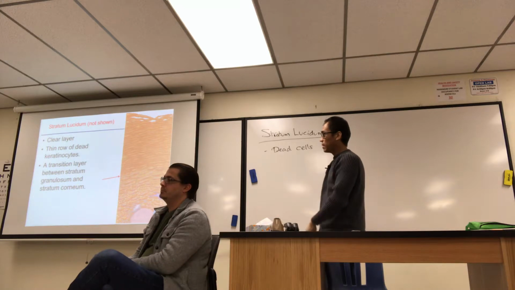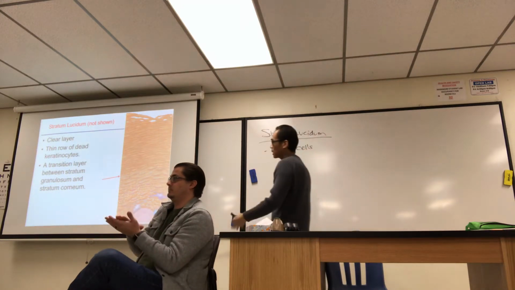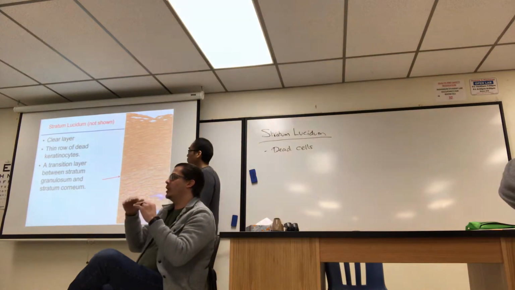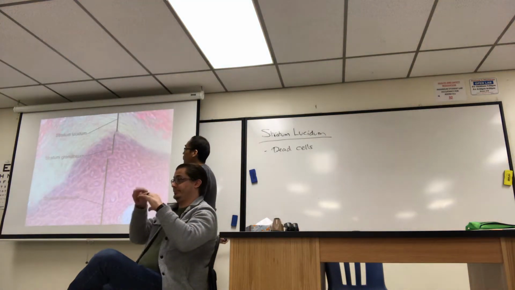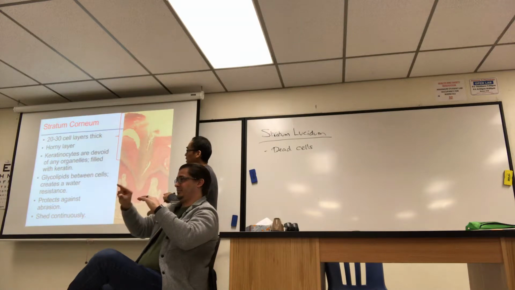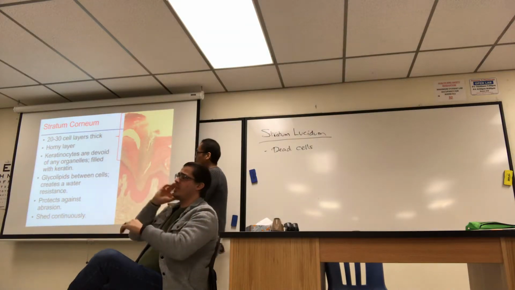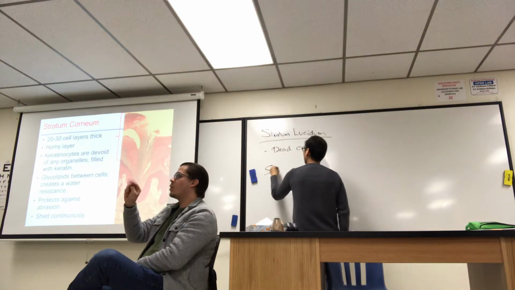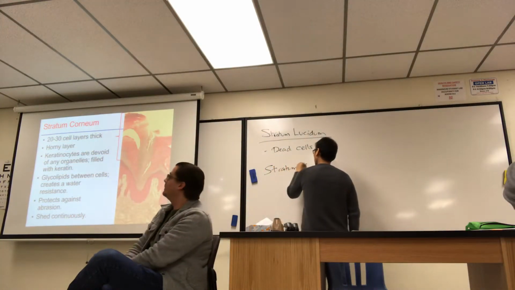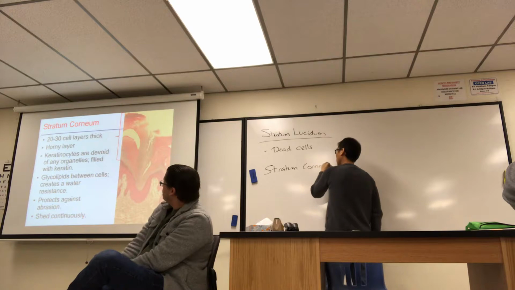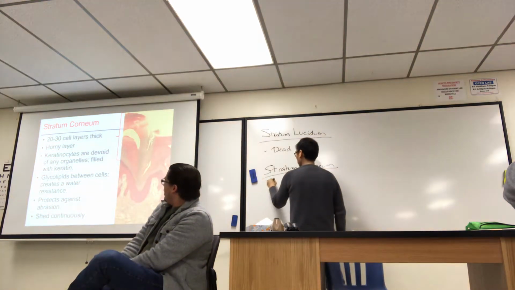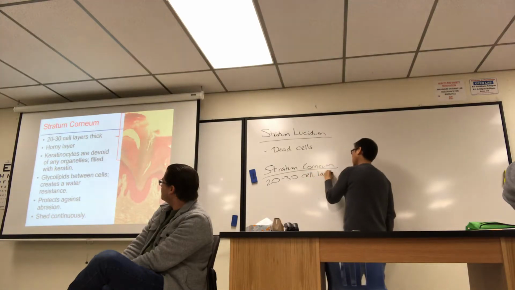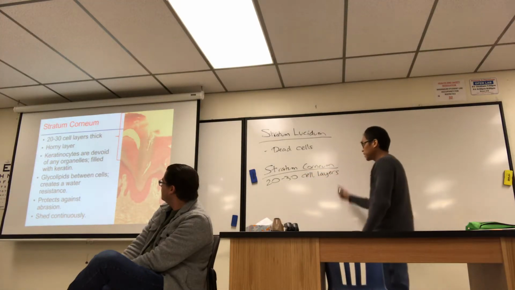So I just put dead cells, and it's a transition layer between the granulosum below and the corneum above. There's the same picture again. So when you get to the top, the thickest part is the stratum corneum. On thick skin, it's the thickest layer.